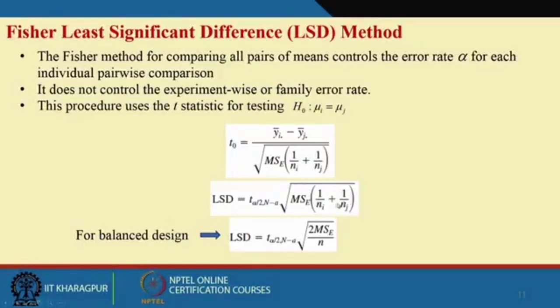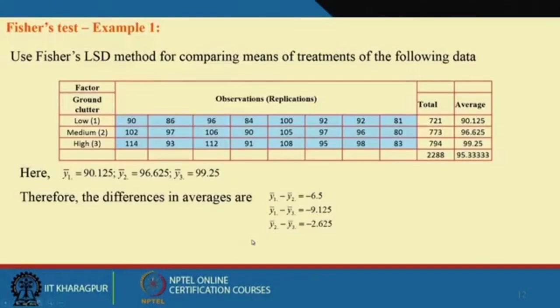And if your design is balanced, meaning the sample sizes are equal, then what happens? This quantity will become 2 by n, so 2 MSE by n. So, if the absolute value of the difference for any pair is more than the LSD value, the threshold value, then that pair is significantly different.